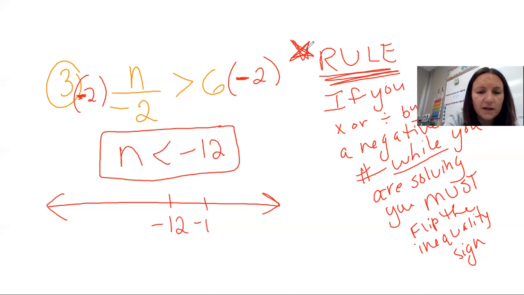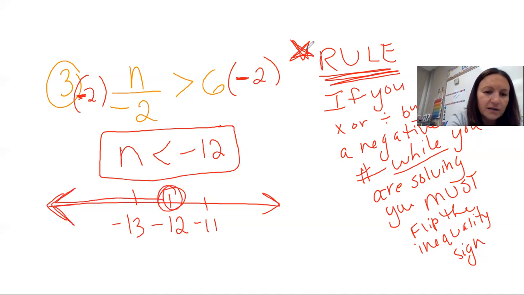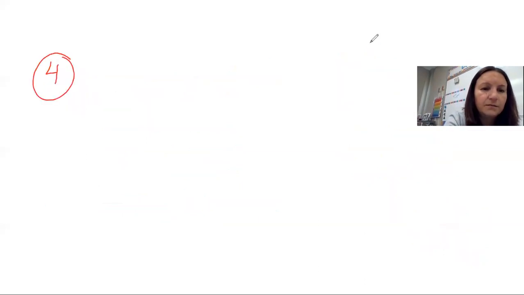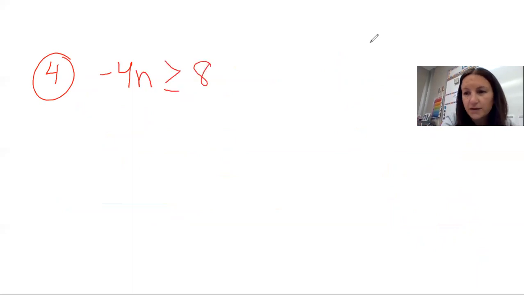So -12, -11, -13. So less than -12 would be an open circle and then shaded to the left. Okay. Pause this if you need to copy it down. Okay, so let's try this one. If you want to pause me, try it yourself, that would be good.